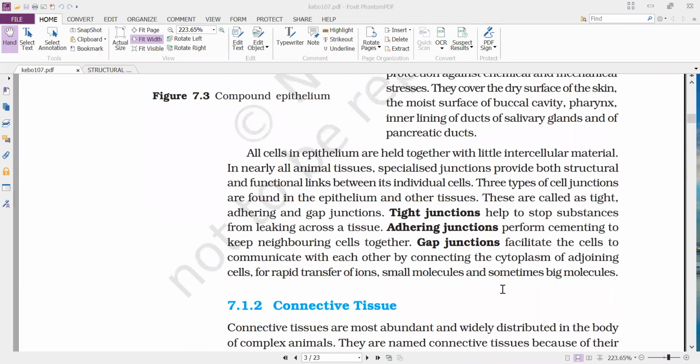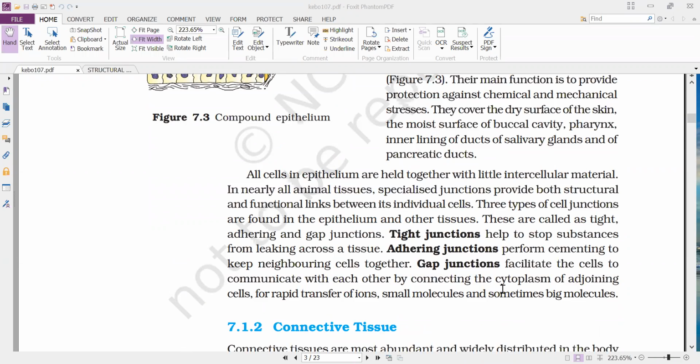And next, the very important point. From the NEET point of view also, all cells in epithelium are held together with a little intercellular material. The epithelial cells are very close to one another with no intercellular space. We don't find any space because that space is filled with an adhering substance, which is called matrix.